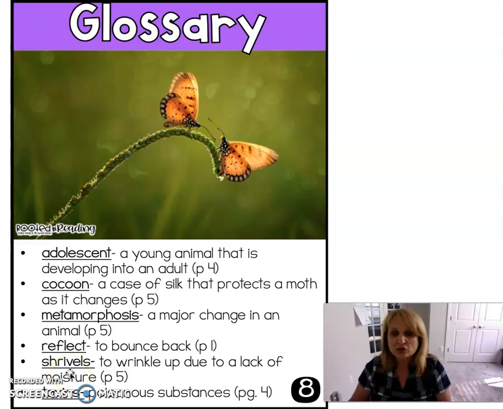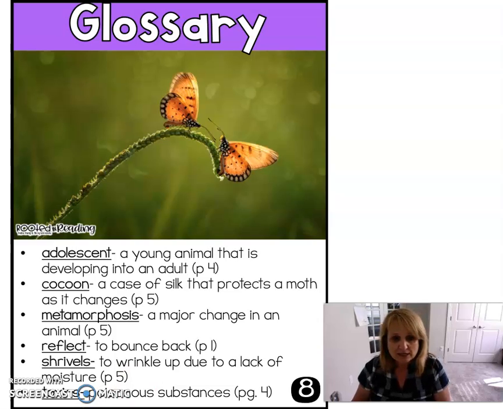Shrivels. Shrivels means to wrinkle up due to a lack of moisture. So if you leave something out in the sun that is wet, it'll probably kind of shrivel up and get all wrinkly when it dries. And so that means that it doesn't have any moisture on it, and so it's going to shrivel up. So maybe if you have eaten a banana and you've left the peel out in the sun, it'll shrivel up. And that's because it's not getting the moisture from the banana anymore. It's just the peel that's left.